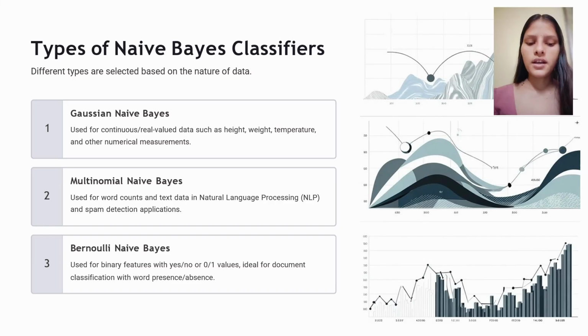There are mainly three types of naive Bayes algorithm. First is Gaussian naive Bayes. It is used when the features are continuous and normally distributed. The second one is multinomial naive Bayes, which is used for discrete counts like word frequency in text classification. The third is Bernoulli naive Bayes. It is used for binary features where the data is either 0 or 1, such as presence or absence of a word. Each of these variants is designed for different types of data, but all of them follow the same Bayes principle.